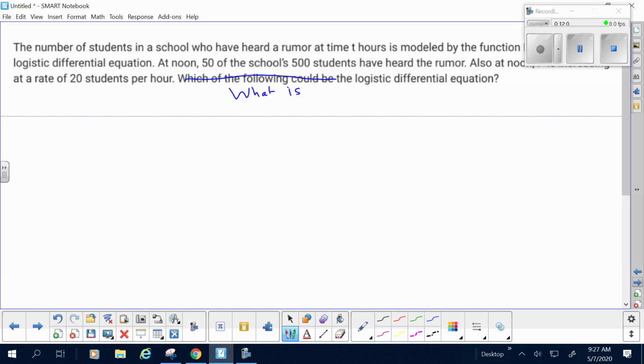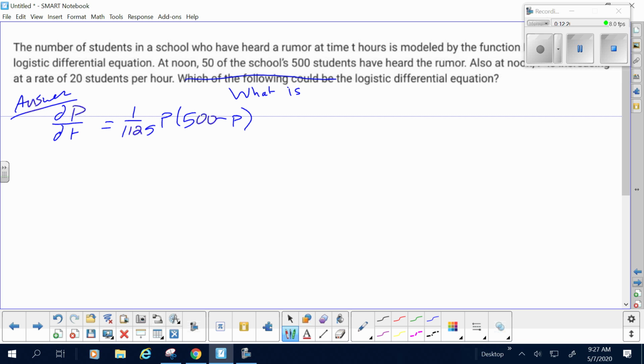All right, so my answer is dp/dt is 1/125 P times (500 minus P). If you agree with that, and you have no questions, feel free to move on. If you don't, pause the video and get out the red pen.